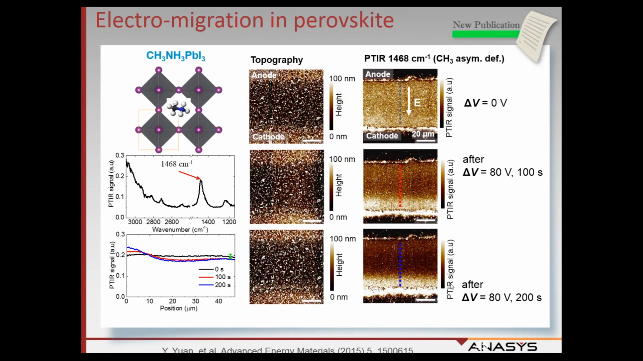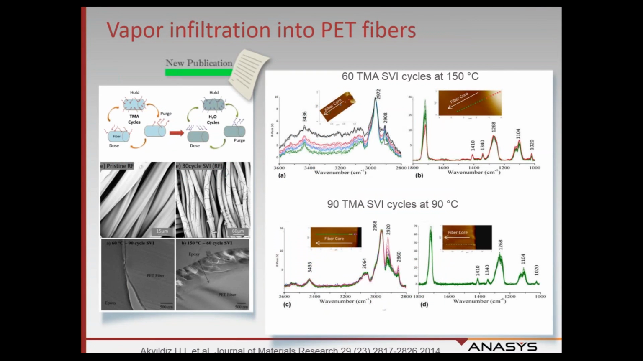And then I think this is the last example I wanted to show. This is a really interesting example where fibers were treated with cycles of exposure to vapor at different temperatures and different numbers of cycles, and then the researchers looked at the depth of penetration of the treating chemical into the core of the fiber, based on the amplitude of peaks that are associated with the specific treatment chemical. So you can quantitatively see the depth of penetration for different process parameters.